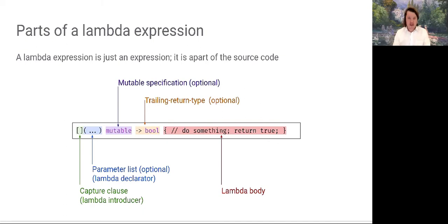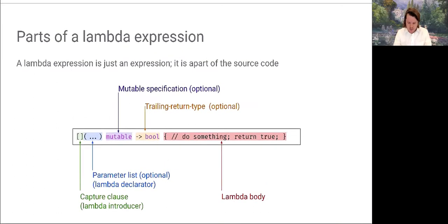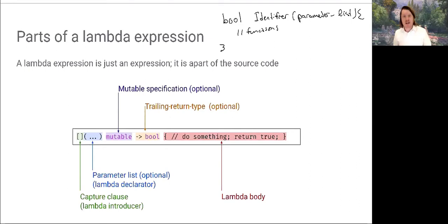So I want to go ahead and consider the functions that you've seen to date. We said that they had some sort of return type. Let's say bool. They had some sort of name, called an identifier. They had a parameter list. And then, of course, there was the function body, which was the sequence of statements that was executed when this function was invoked.